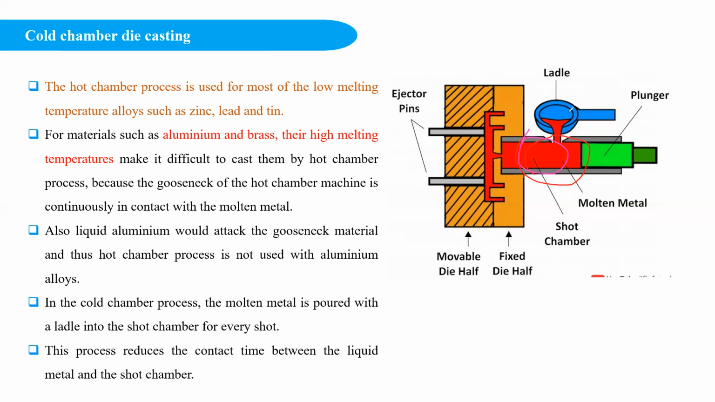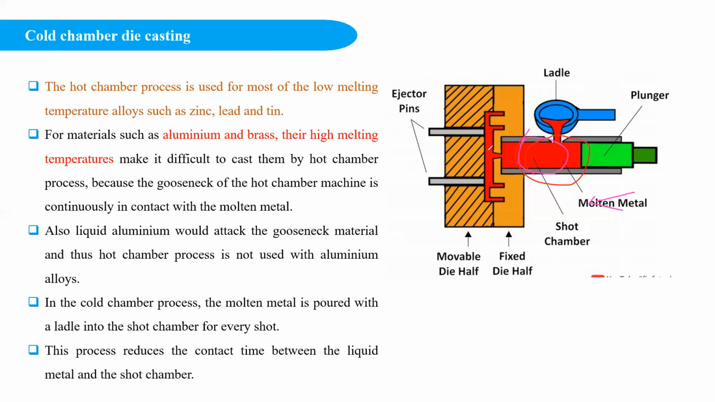So this is a ladle, and this ladle is used to take the molten metal from the furnace to the cold chamber. With the help of the ladle, the molten metal is brought into the cold chamber. Here you can see the molten metal is poured inside the shot chamber. And once the plunger moves in this way, this molten metal will be forced into the die cavity. Here also the pressure is applied continuously till the solidification is done.